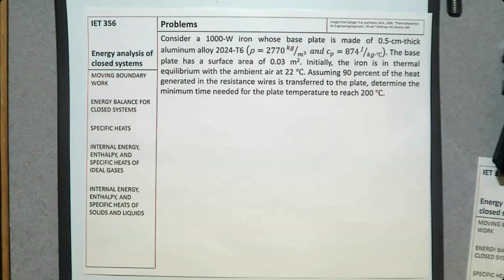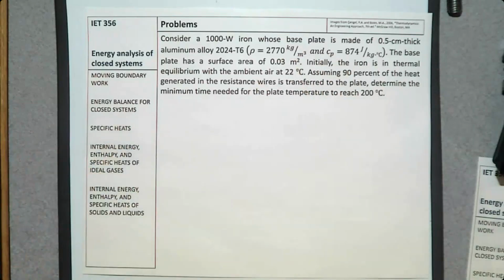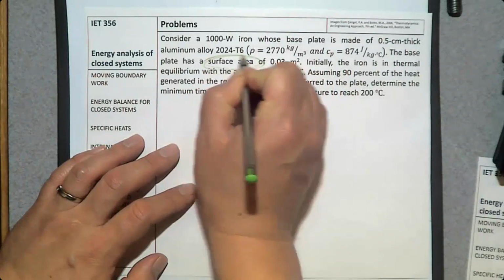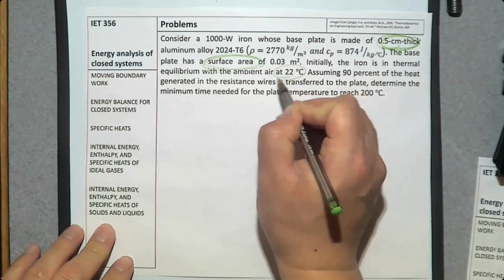We have the density and specific heat. You can see Cp, just C. The base plate has a surface area of 0.03 square meters. So we have the base plate surface area and the thickness of the base plate. If you know the thickness and the surface area, what can you calculate? The volume. And you know the density. So if you know density and volume, what can you calculate? Mass.